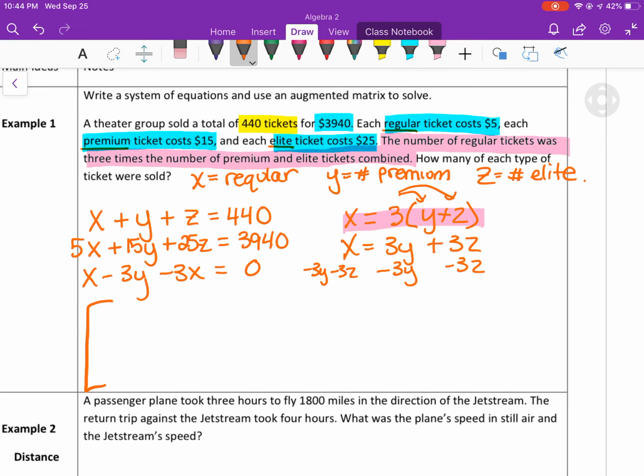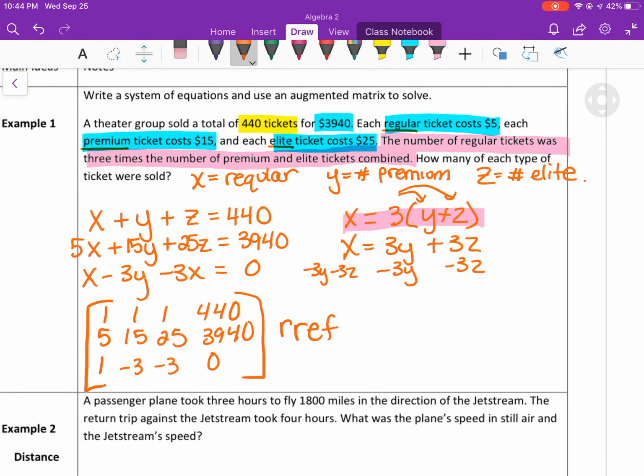So my augmented matrix will be, with the first equation, 1, 1, 1, 440, and then 5, 15, 25, 3,940. Then it will be 1, negative 3, negative 3, 0. So using your graphing calculator, you're going to edit your matrix to be a 3 by 4 and enter those values. Go back to your home screen, go under Matrix again, under Math, and choose RREF. It's the alpha B key of your Matrix A or whatever matrix you plug it into. Then hit Enter, and the row reduced echelon form when you're done will look like this.